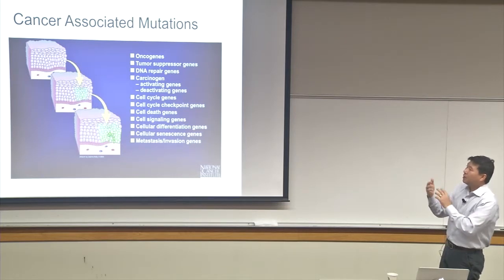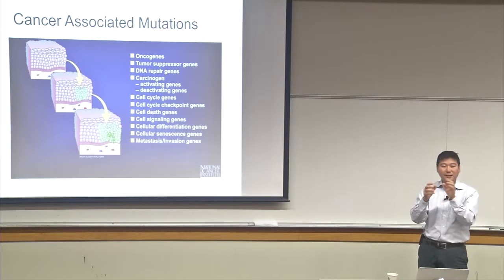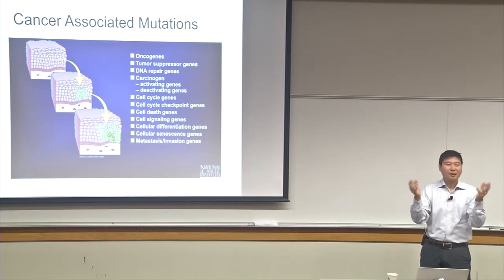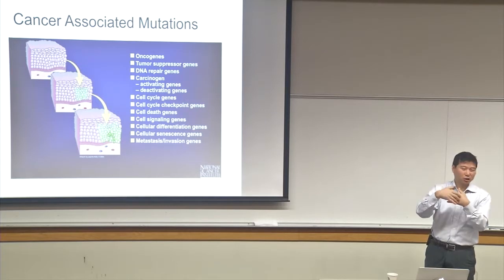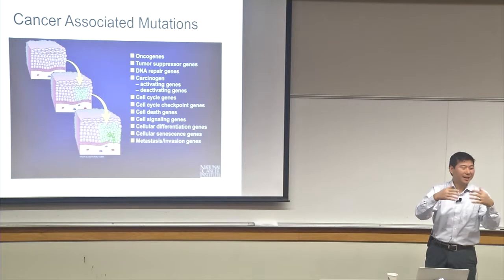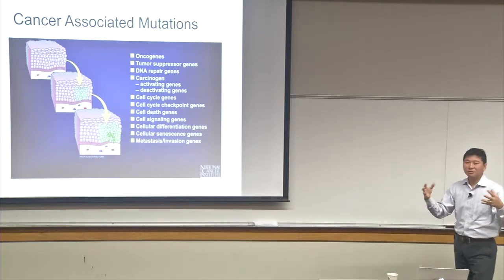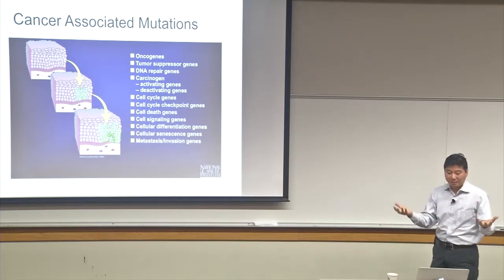So for example, if one of the genes which does DNA repair goes wrong, then when the DNA is copied, there's no correction. Okay, and then you start to get a lot of mutations in the DNA. All right, and that's a way of accumulating a lot of mutations, and then you develop cancer.